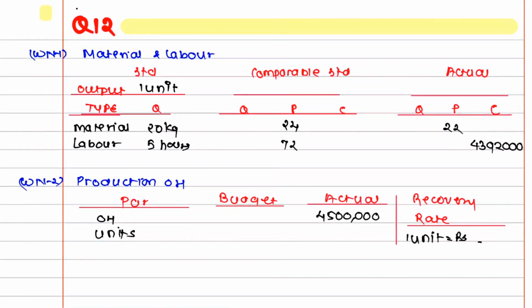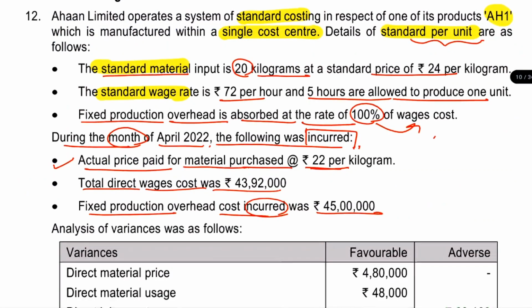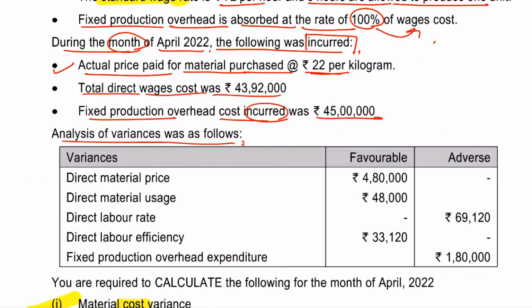So I made a format, whatever information was available in the question, I just filled it up. Now let's see that. What is that? Analysis of the variances. It is actually not a normal question. It is a missing figure wala question. Some variances will be given. You need to make some reverse calculations and all.